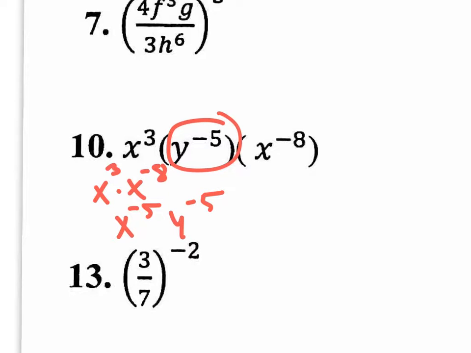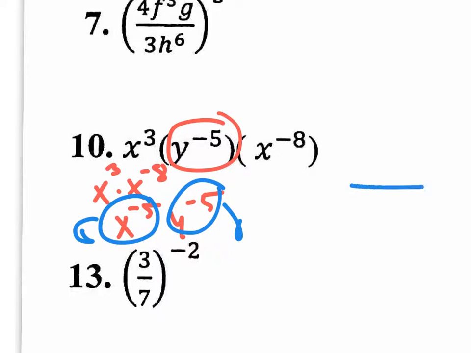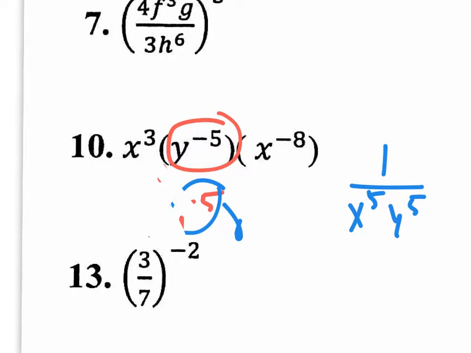So you really have x to the negative 5, y to the negative 5, and you know that both of those have to go down to the other side. So your final answer will be nothing left up on top and an x to the 5th, y to the 5th on the bottom. Okay, that's one way of doing it. Let's say you didn't want to do it that way. Let's go back to the original.